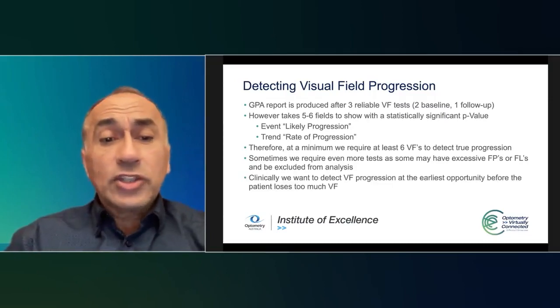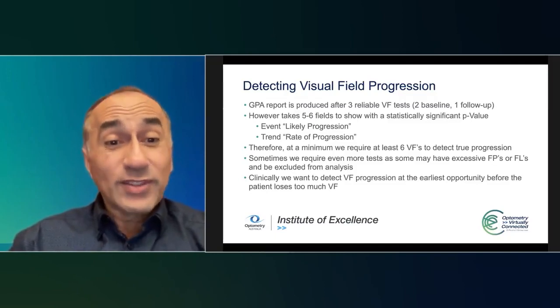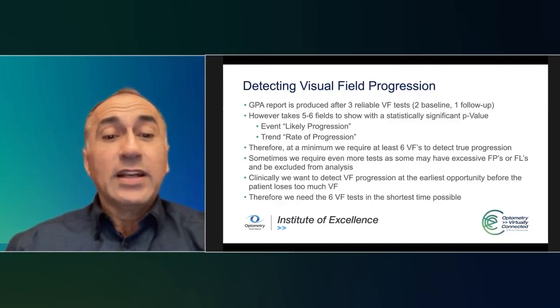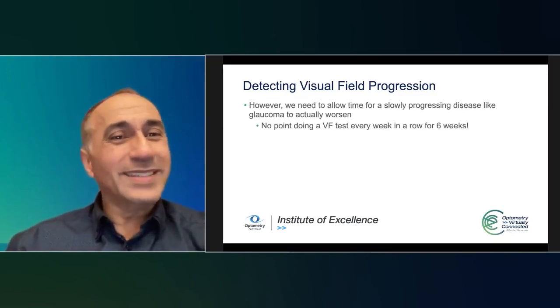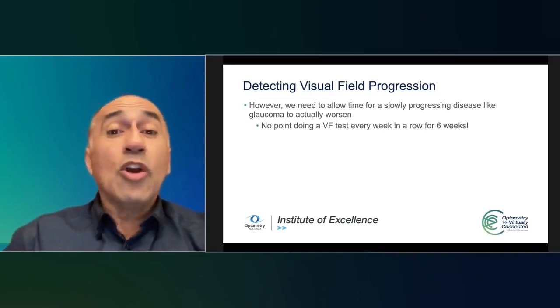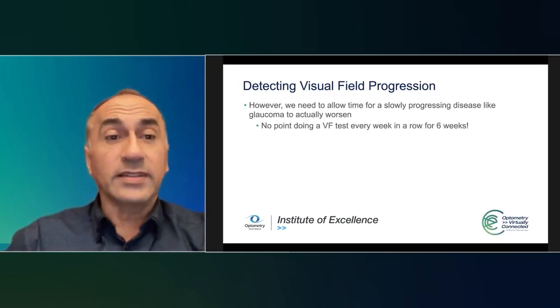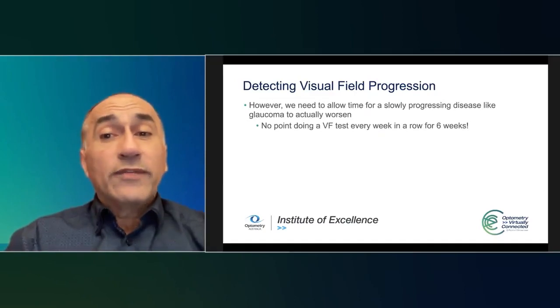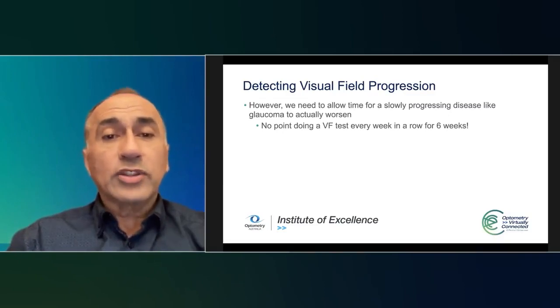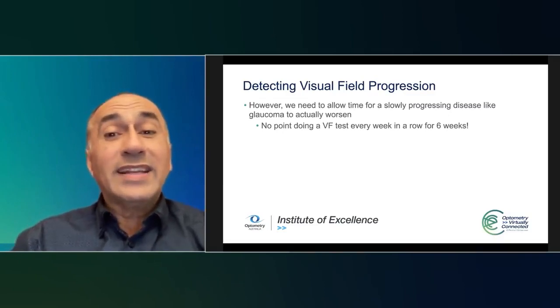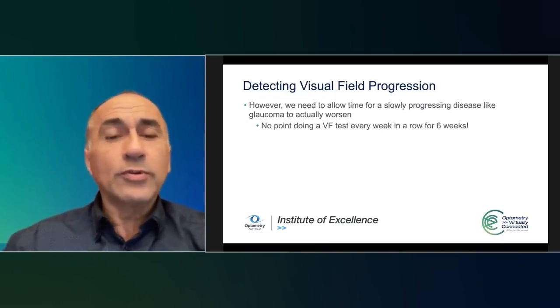So as the clinician, we want to detect progression at the earliest opportunity before the patient loses too much of their visual field. So ideally, we want the 6 visual field tests to be done in the shortest time possible. Hope that makes sense. However, because glaucoma is typically a slowly progressing disease, we need to allow enough time for the disease to progress, because there's no point doing a field this week and then doing one every Monday for the next 6 weeks. Yes, the software will say no progression, but the disease hasn't had even enough time to progress. So there's no point doing it that quickly.